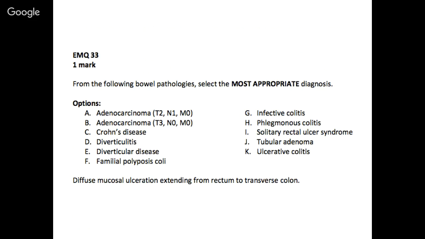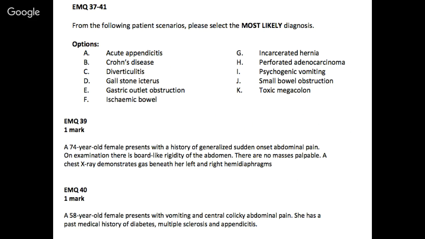Answer? Pardon? Oh, K. I thought you said A. And I was like, what? K, yeah. Ulcerative colitis. So mucosal ulceration, that superficial ulceration, rectum to transverse colon, working your way up. Excellent. Next two questions. Let's try to move through this quickly.